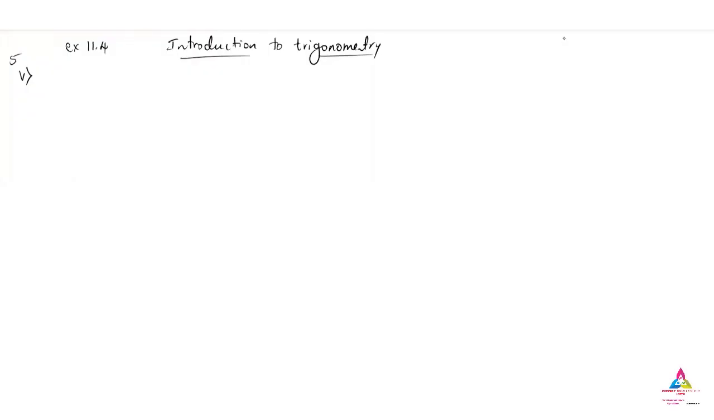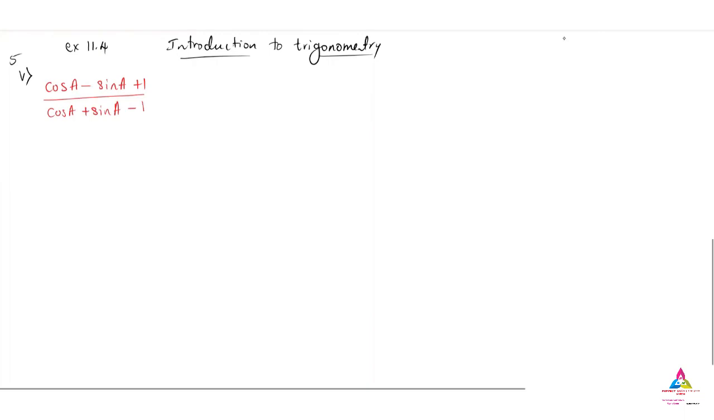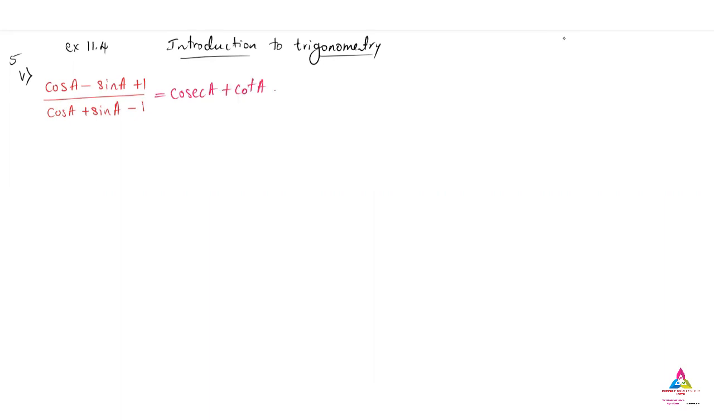Listen here, the question is (cos A minus sin A plus 1) whole divided by (cos A plus sin A minus 1), and we have to prove that it is equal to cosecant A plus cot A. So obviously when the question comes this way, we always take the left hand side and prove the right hand side. So here also we have to go with the same method.